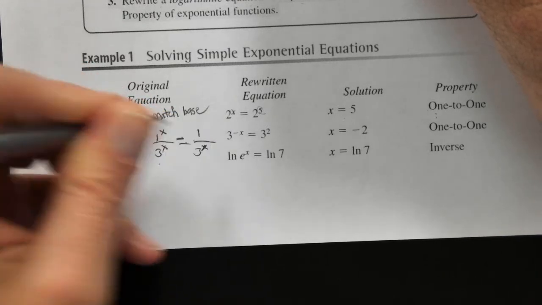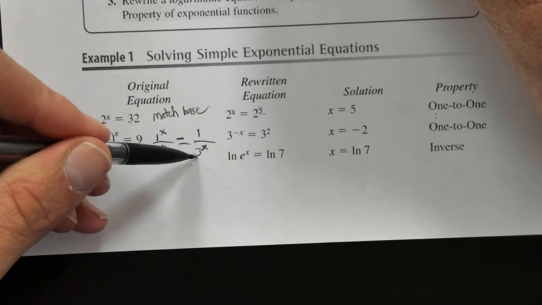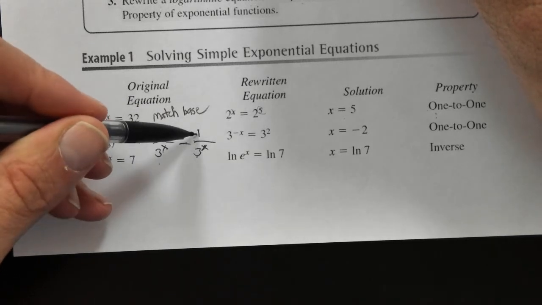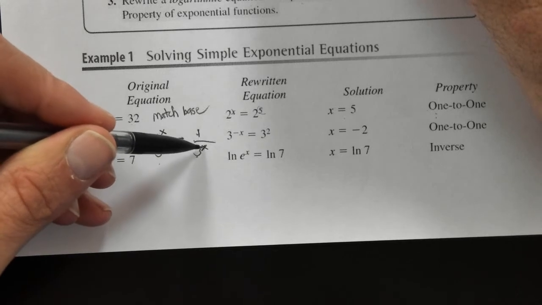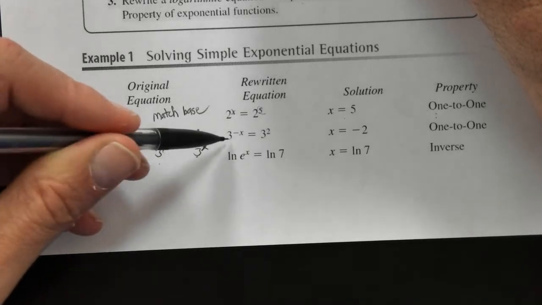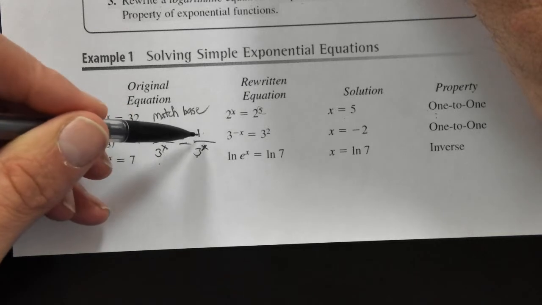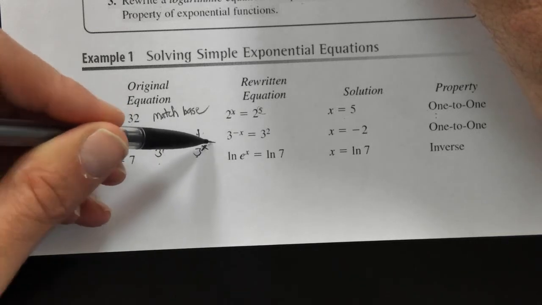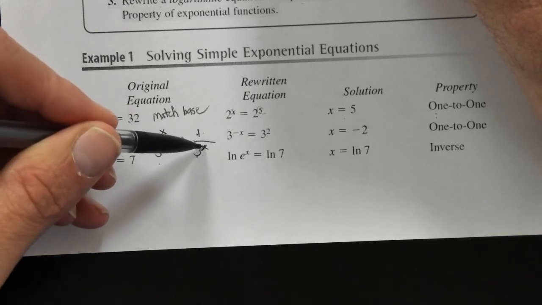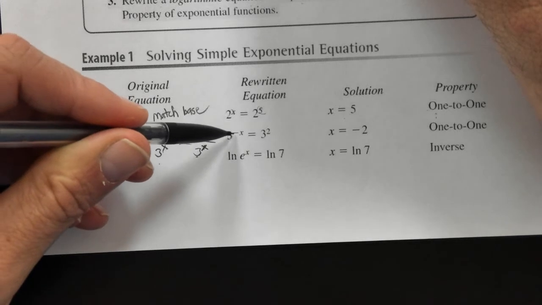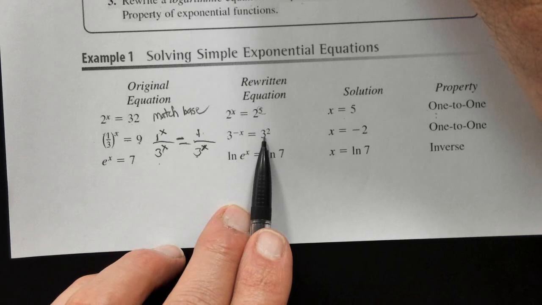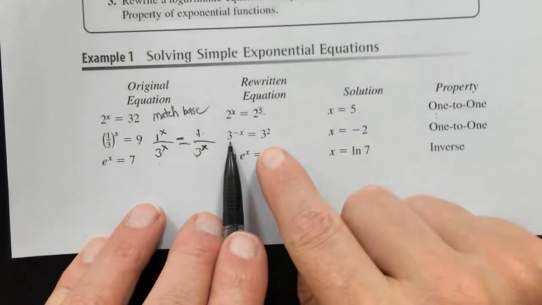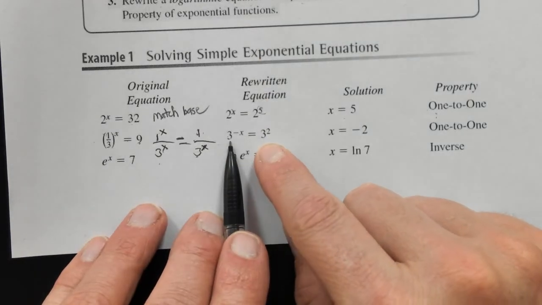Now, remember, I can take this 3 to the x power and raise it up to the top of the fraction, but remember when I do that, what happens to the exponent? Remember your algebra rules? It'll change from positive to negative. So 1 over 3 to the x is the same thing as 3 raised to the negative x power. And then, of course, 9 can be written as 3 squared, and guess what? Now my bases match. Okay, see that?